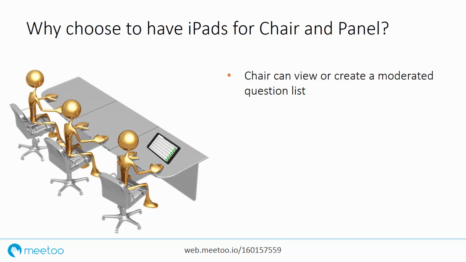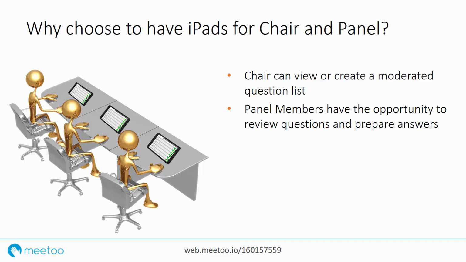So your chair can view a moderated list of questions and so effectively become the final moderator before putting them to their panel. Or your chairperson might be the moderator and filter all submitted questions ready for putting to the panel. In this way, your chair gets to put any questions that they deem relevant to the panel and ultimately have more control over the session. But importantly, where your panel members have a device, they have the opportunity to review questions and prepare their answers, which will likely result in them giving better and more fluid responses.